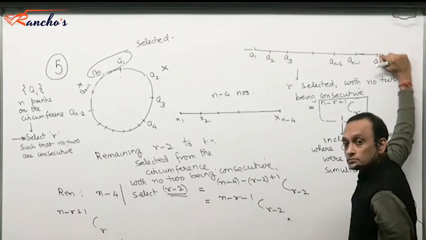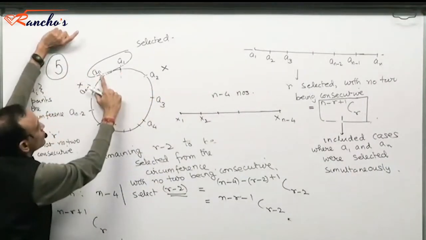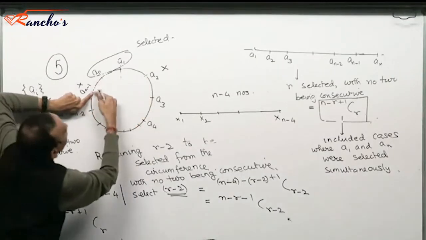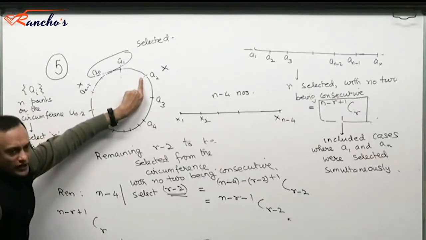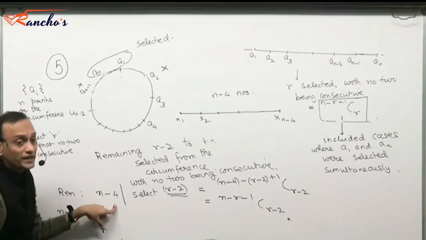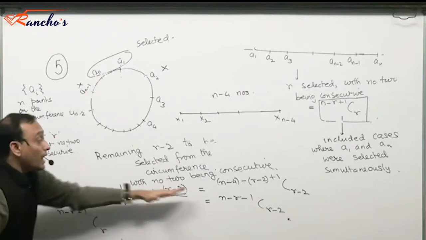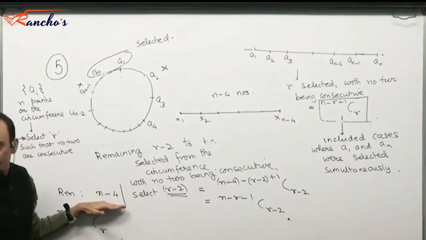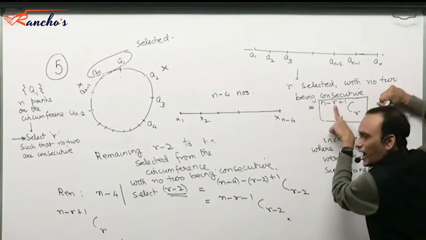Yes or no? Right? So now look at this. If a1 and an are selected, then these two can't be selected because they are neighbors of a1 and an. So now my window reduces to not n numbers but to n minus 4 numbers, from which how many do I need to select? R minus 2, because 2 are already selected, which means r minus 2 have to be selected from n minus 4 with no 2 being consecutive. It reduces to this problem with n becoming n minus 4, r becoming r minus 2.